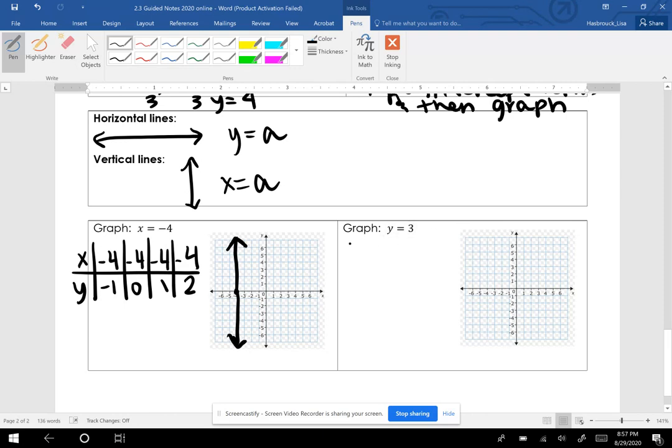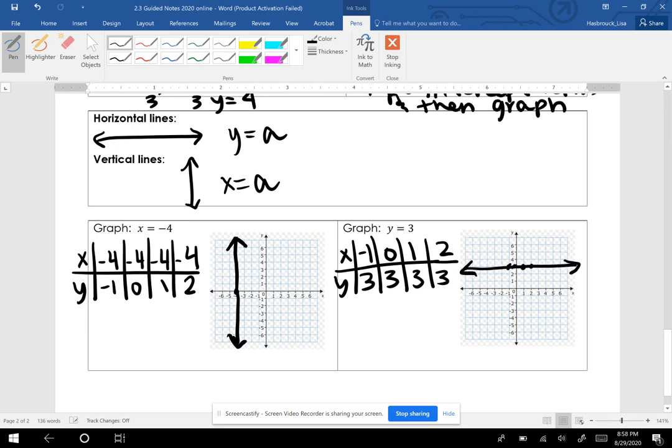If you wanted to use the xy table for y equals 3, for y, you would make all your y's 3. And then you would pick numbers of your choosing for x, and then you could plot those points if you didn't remember that it was a horizontal line. So if you plotted these, -1, 3, left 1, up 3, 0, 3, you just go up 3, then right 1, up 3 for 1, 3. You would continue this, and notice it creates a horizontal line.